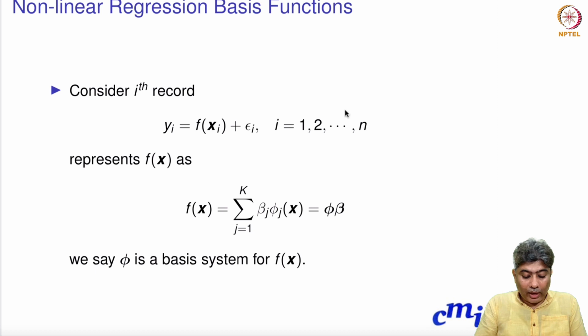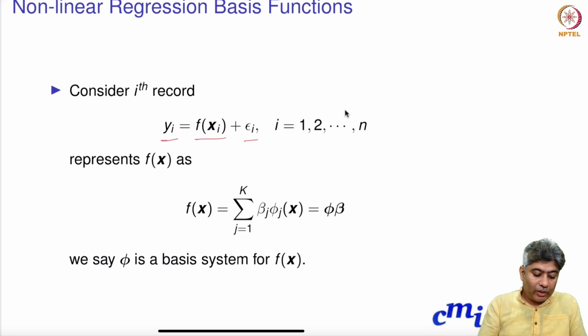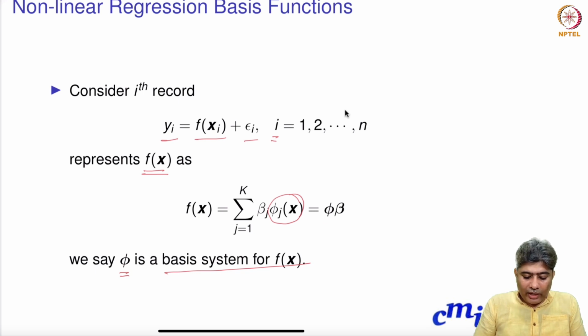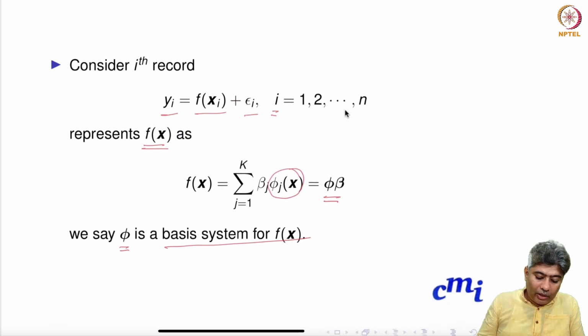Now we are generalizing this concept. I just spoke to you regarding the quadratic regression, that yi = f(xi) + epsilon i. So there is some relationship between yi and xi. i is the ith record of the data set, and we suppose we can write this f of x as the summation of beta j phi j of x. So phi is the basis system of f of x. That means we can write it as phi times beta. This is how we can typically write it.